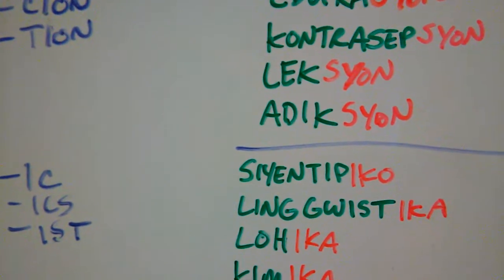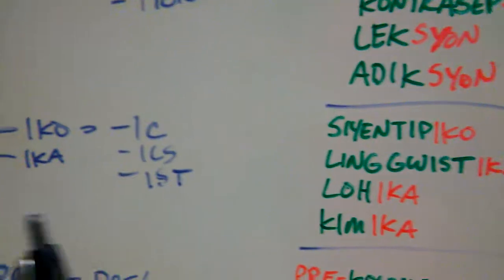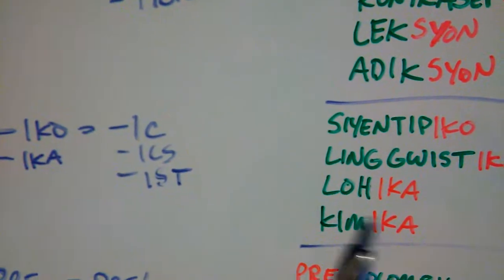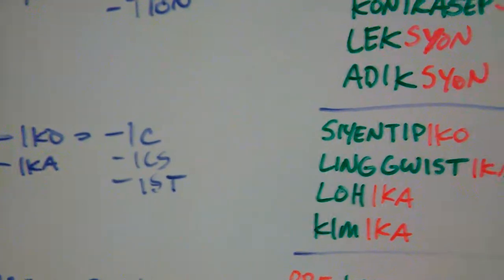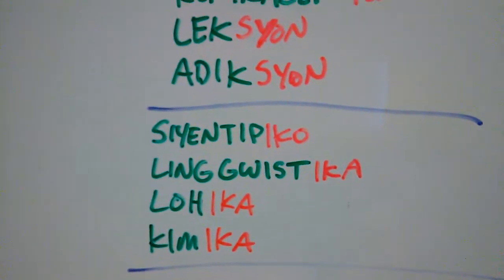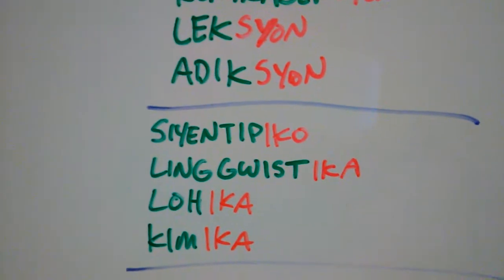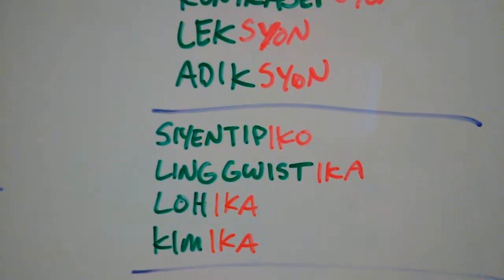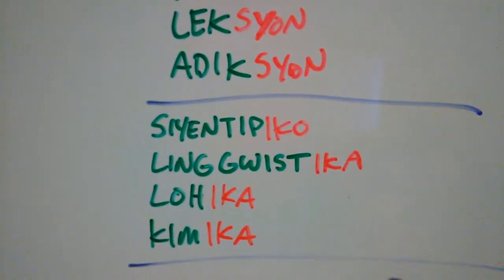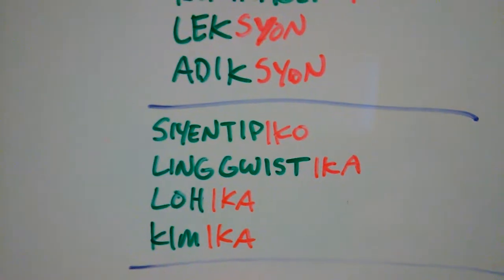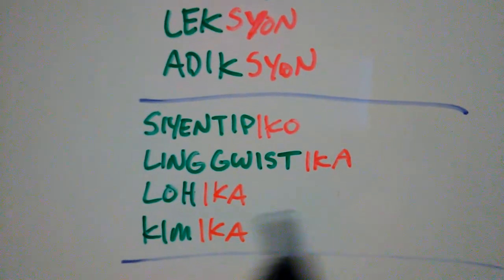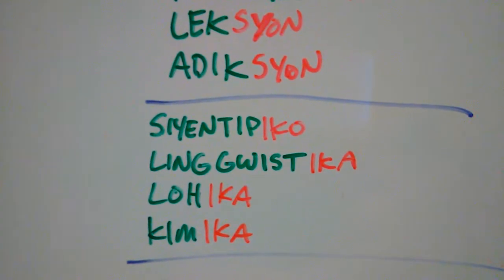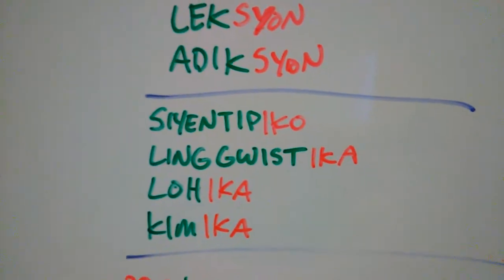Not "shon", but "sion". This next one is -ico and -ica, and they can translate into -ic, -ix, or -ist in the endings, right? It just depends on the context. So the first one, científico, right? Científico means like a scientist or something scientific. Lingüística is linguistics. Lógica is logic. Química is a chemist or the study of chemistry, or chemistry itself, química, right?